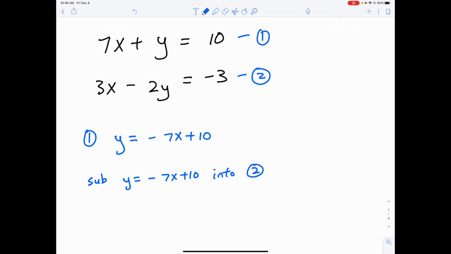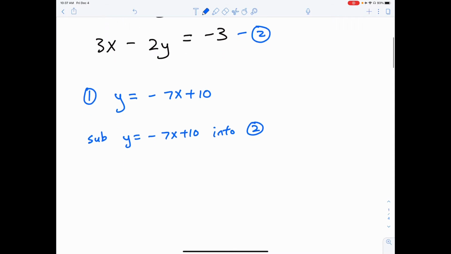So let's take a look at what happens when we do that. So y now becomes negative 7x plus 10. So equation number 2, we'll get 3x minus 2. Remember, y has now turned into this negative 7x plus 10, equaling to negative 3. So here we're going to now expand and solve for x. As you can see now, all of our equation only has x materials. There are no longer any more y variables.